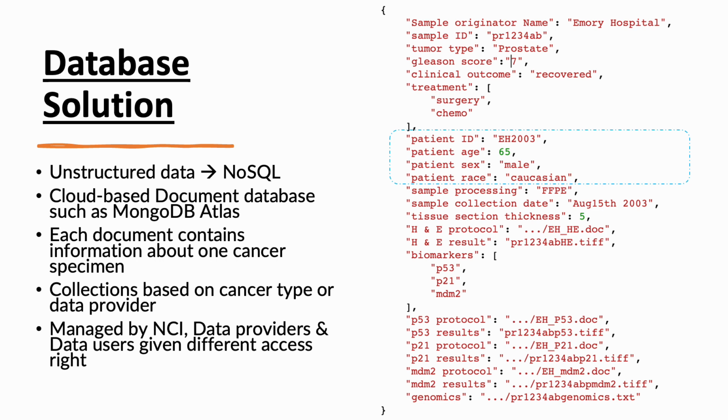The next block contains patient information that is relevant to the clinical outcome. No sensitive information is included. The third block includes the procedures used for sample processing, the date of sample collection, and other information. The fourth block I show here includes the results. It could include images, like for the H&E staining and biomarker staining, as well as the genomics data, which could be in a text data file or CSV.